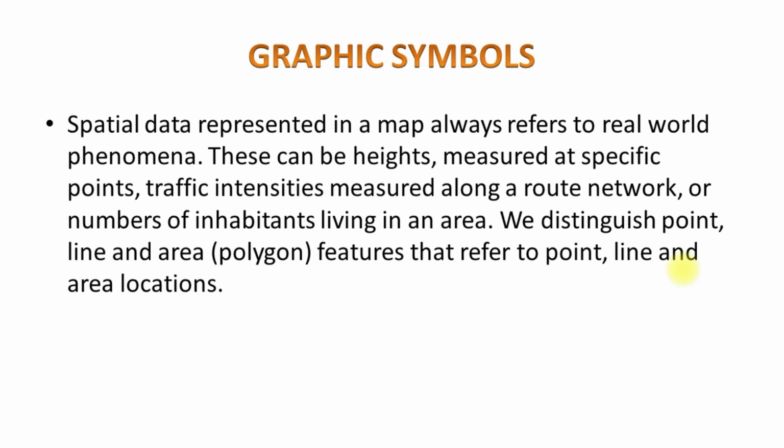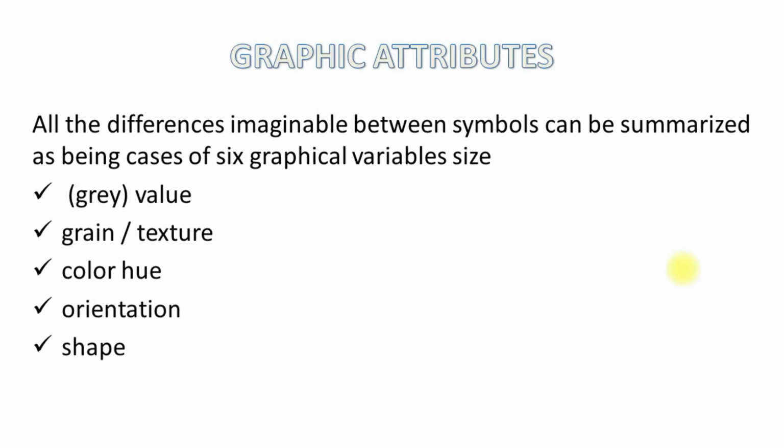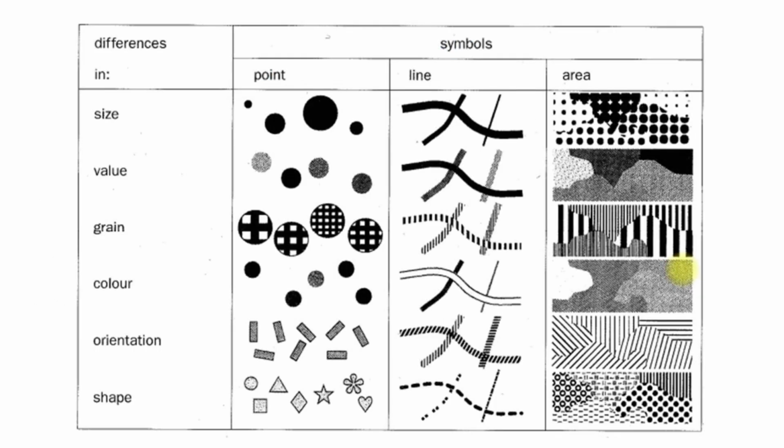So, graphic symbols. Spatial data represented in a map always refers to real-world phenomena. This can be heights measured at specific points, traffic intensities measured along a road network, or numbers of inhabitants living in an area. We distinguish point, line, and area features, which refer to point, line, and area locations. Graphic attributes. All the differences imaginable between symbols can be summarized as being cases of 6 graphical variables: size, gray value, grain or texture, color hue, orientation, and shape. So this is the table where you can see all the differences.